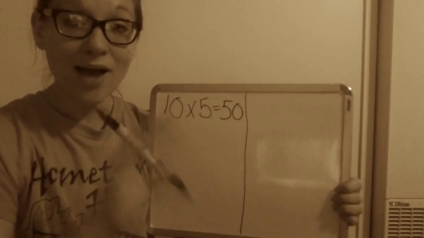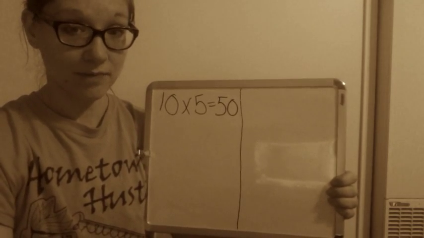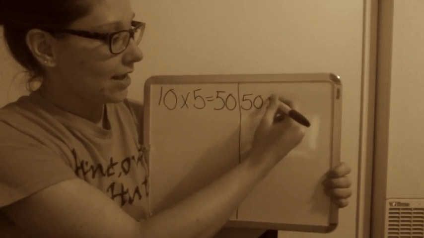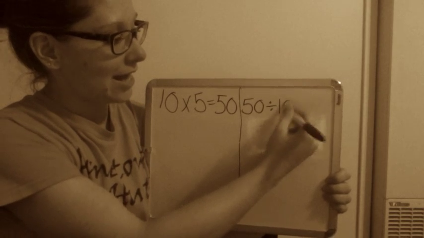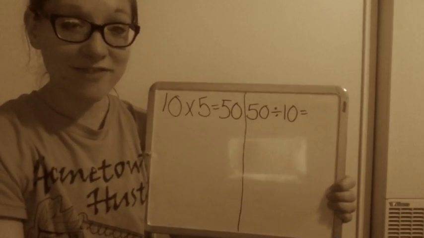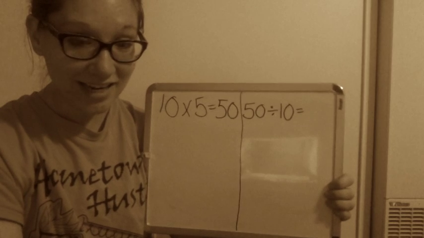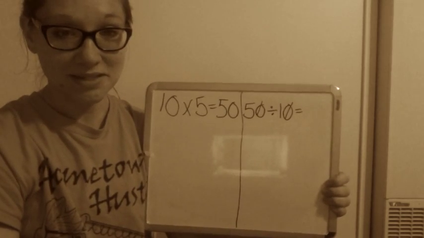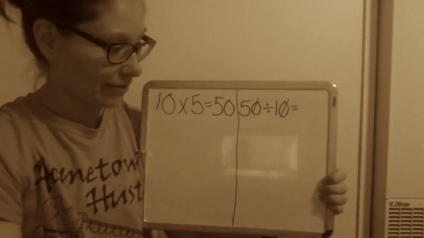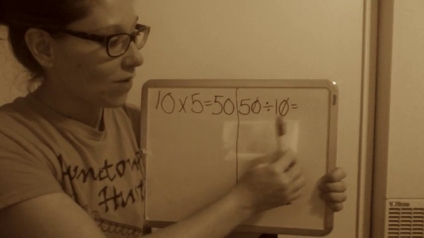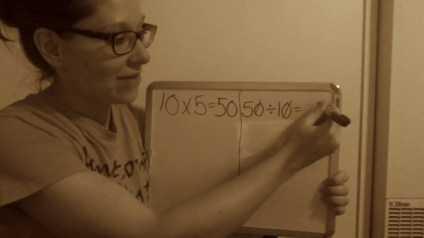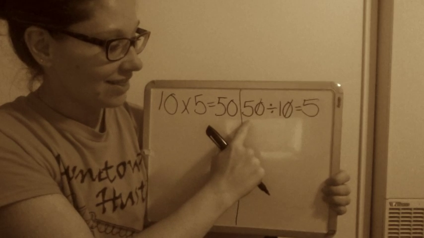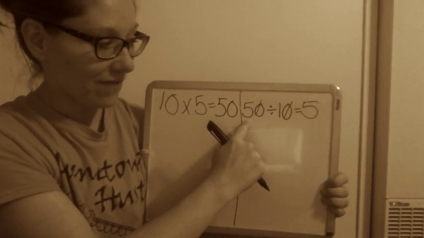But now I want to relate that to division. So I'm going to start with my 50, and we're going to divide it by 10. Whenever you are dividing anything by 10, all you need to do is drop the zeros. Drop the zeros. Because 5 divided by 1 equals 5. You're just going to get this answer here, 5.